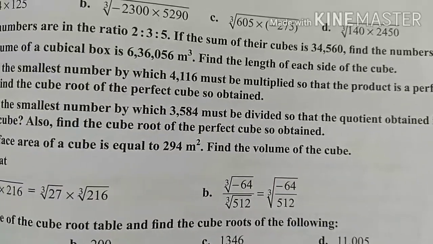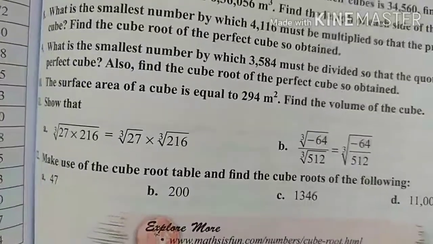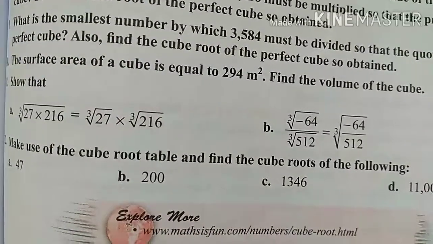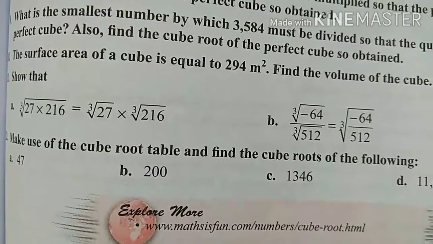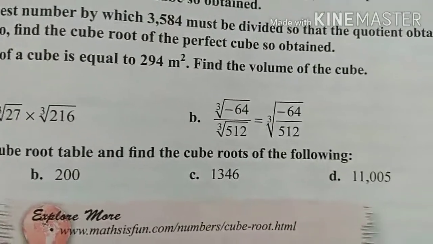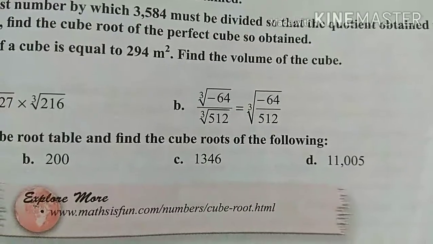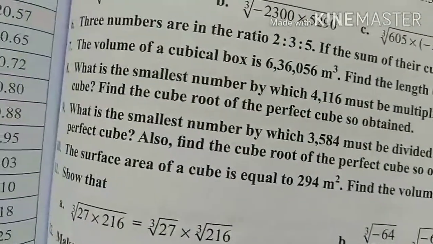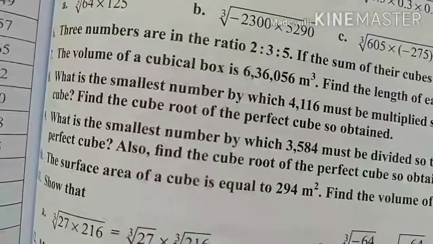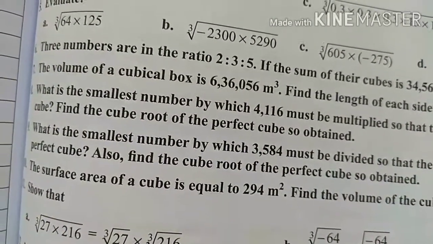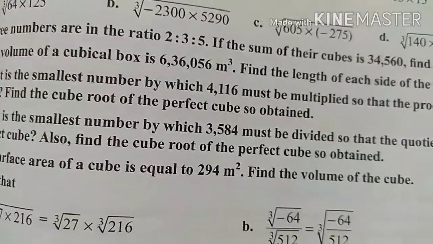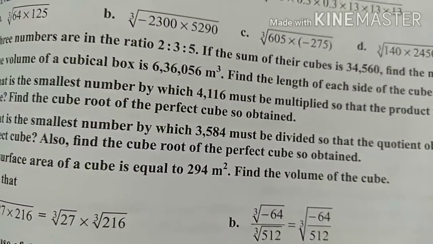Okay, look here, question number 10. The numbers are given, so we have to prove the LHS and the RHS, left hand side and right hand side. Now look here, question number 10. The surface area of a cube is 294 meter square. Find the volume of the cube.